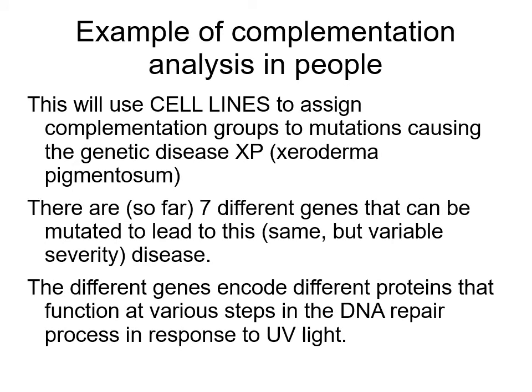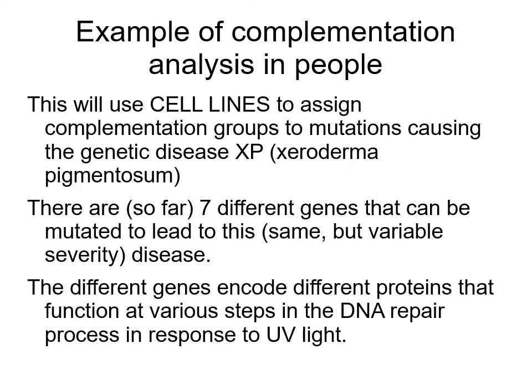Okay, so now we're going to look at an interesting and important example of complementation analysis in people, and this is going to use cell lines to assign complementation groups to mutations causing the genetic disease xeroderma pigmentosum. Okay, this is a particularly devastating disease. There are 7 different genes that can be mutated to lead to this disease, which is the same but of variable severity in the different cases.